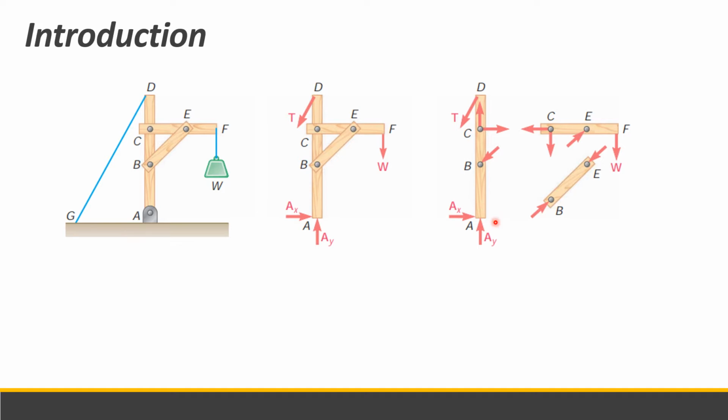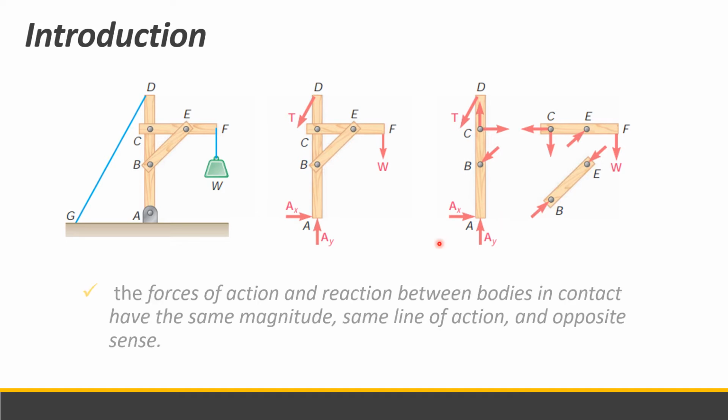This is in conformity with Newton's third law, which states that the forces of action and reaction between bodies in contact have the same magnitude, same line of action, and opposite sense. So, for example, here is connection B. Let's dismember connection B. We have a compressive force, for example, on this part of B, and on the other member at B there is also a compressive force, with same magnitude, same line of action, but opposite in direction or opposite sense.